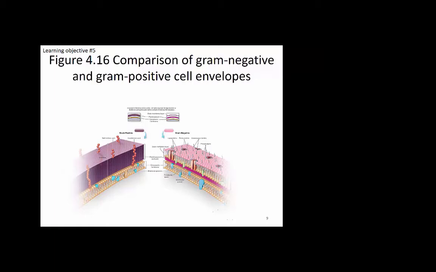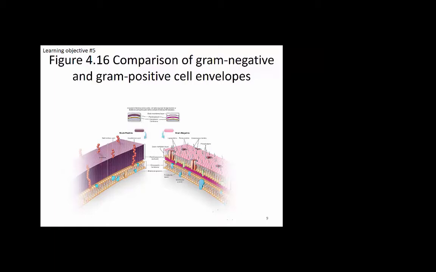Major features of the gram-positive cell envelope are that the peptidoglycan cell wall is very thick, which is the purple layer in this image. There is a single plasma membrane, which is the yellow layer in this image. And there is lipoteichoic acid interwoven in the peptidoglycan cell wall.